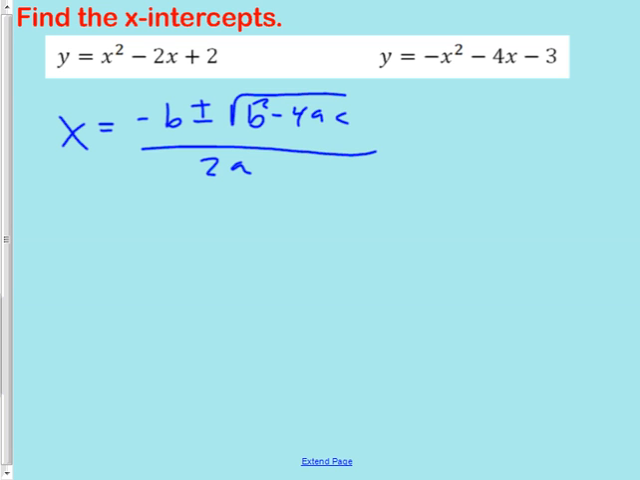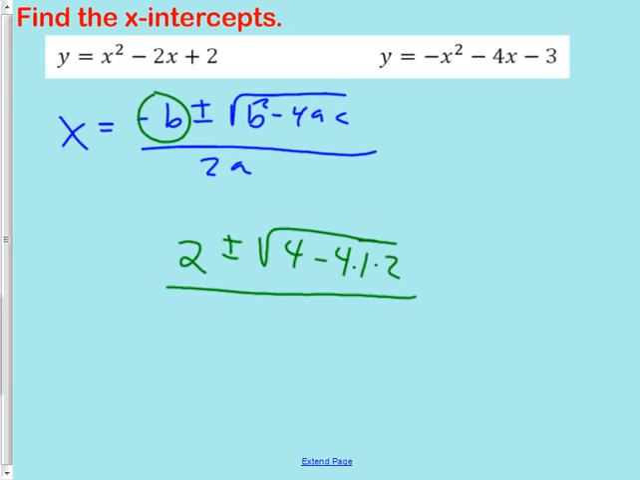All right, here's where we would put in negative b. Everybody did that, right? Pretty much. And that's going to be opposite of b, which would be positive 2, plus or minus the square root of b squared, which is 4, minus 4 times 1 times 2, all over 2 times 1, which is 2. So this part wasn't that big of a deal this time. 4 minus 8 is negative 4.